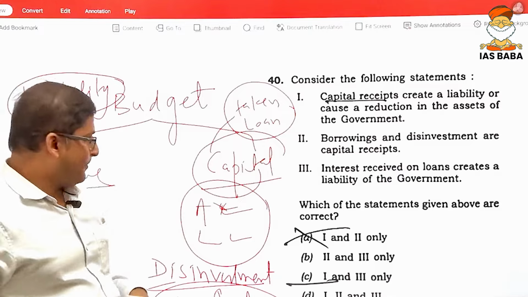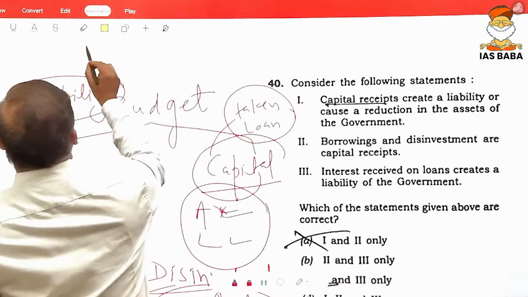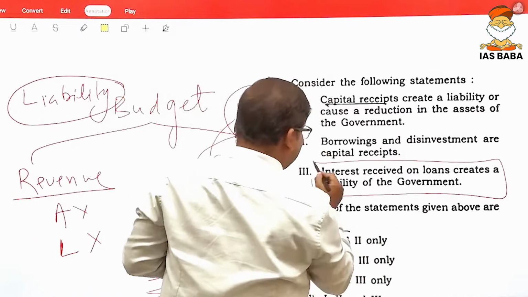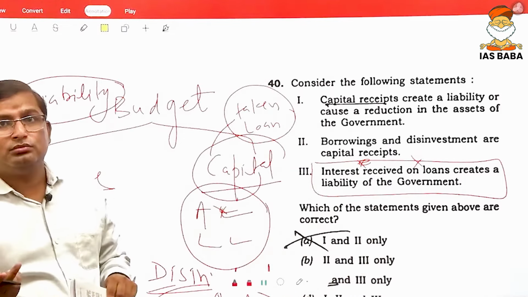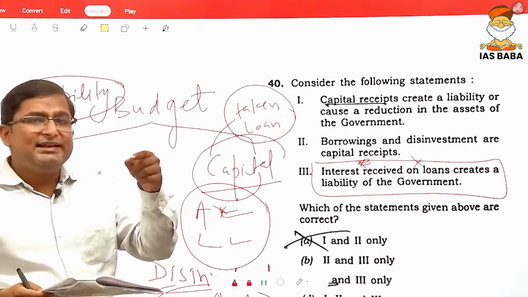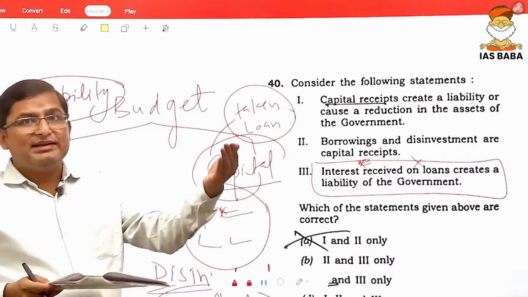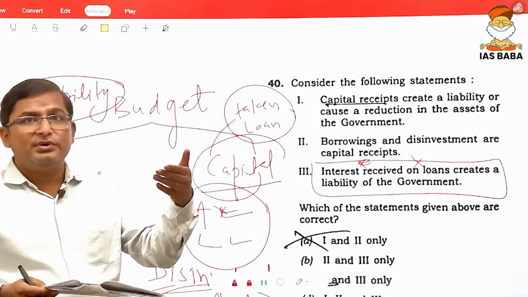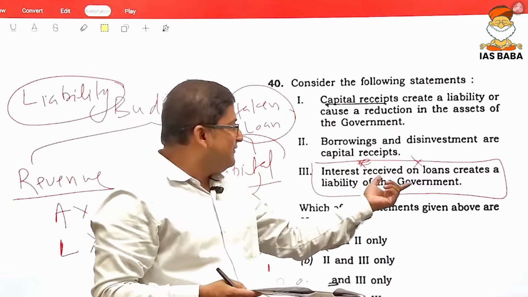Now there is a glitch. Interest received on the loan creates a liability on the government. That's why I always emphasized in the class that there is a difference between the interest received and the loan. See, if you give a loan to someone, then it will be an asset for you. If the government of India gives a loan to someone, then it will be an asset for the government of India. Why? Because in the near future, the government of India will get something in return.